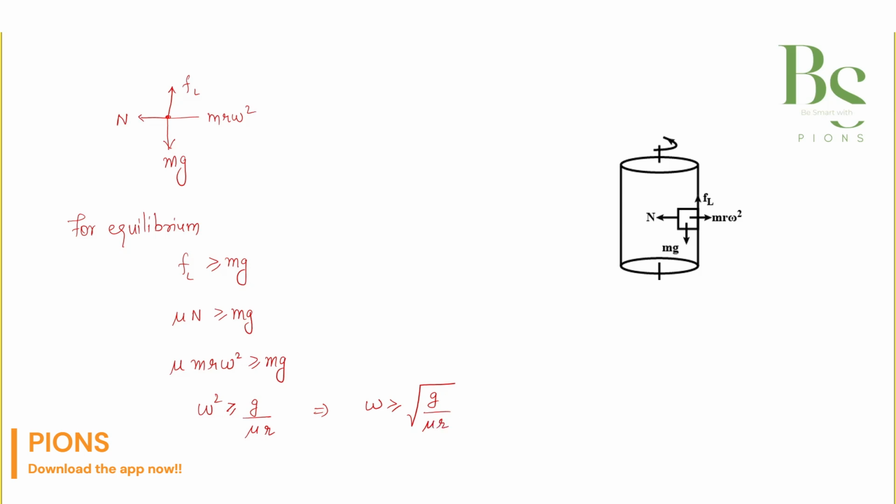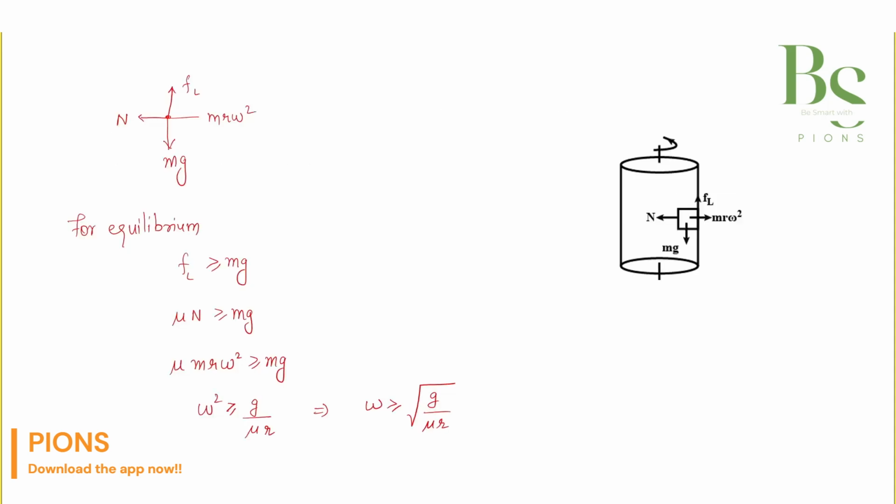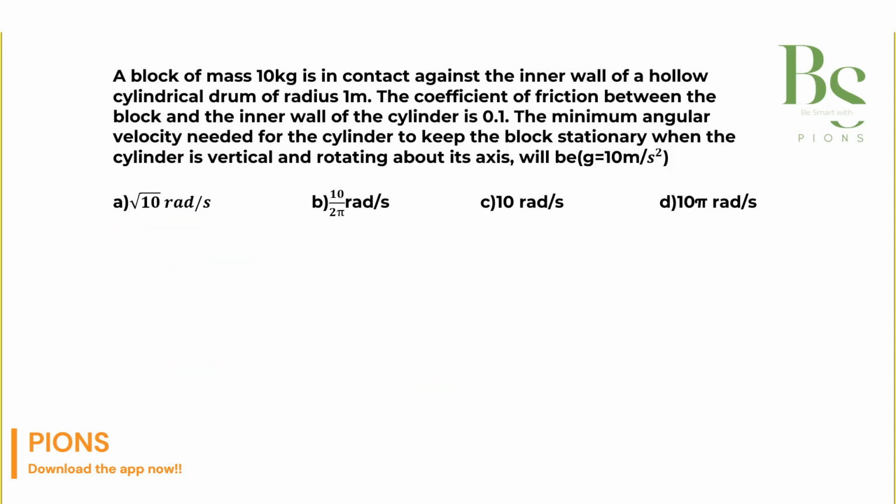And what are the values of mu, r and g given here? Let's use this formula directly. Omega we got as root under g upon mu r. So, what is our g? g is 10. What is our mu? The coefficient of friction is 0.1 and the radius is 1, given in the question. So, this will be how much? It will be root under 100, and that is equal to 10 radians per second.